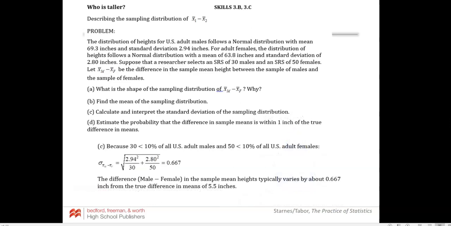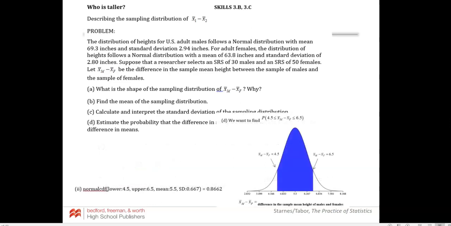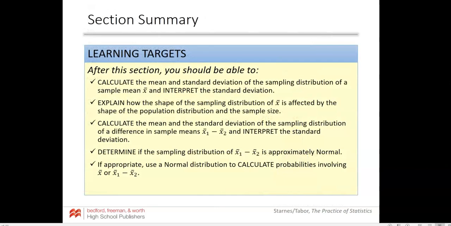Last question, estimate the probability. We're going to draw a normal curve there within 1 inch of the true mean difference. If the true mean difference was 5.5, then you're going to go one less than that, 4.5, and one more than that, 6.5, and then the mean and standard deviation, plug them into norm CDF, and you get 0.8662. That's your lesson for today.